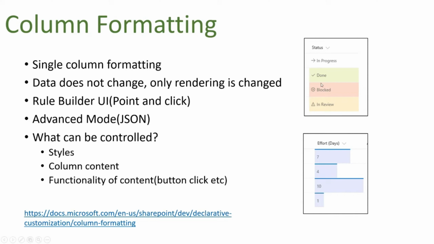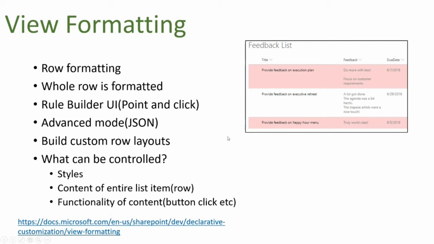Okay, and there is also functionality of the content which can be changed. We will see an example of it, wherein we can create columns and apply the formatting, so that once you click on the button you can actually do some functionality, like opening the form, or opening the URL, making it a hyperlink, or creating a flow. So this kind of functionality also can be changed using column formatting.